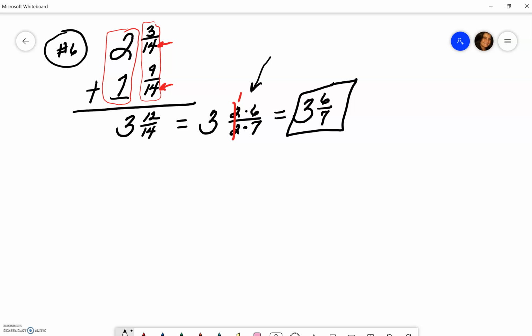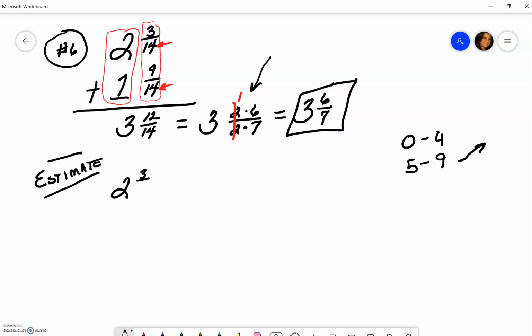Now, the other part of number 6 is going to ask you to do an estimate. So let me rewrite that. Estimate. The process for this is the same thing as when we're rounding numbers. We've learned if the number is between 1 and 4, we don't round up, but if it's 5 or between 5 and 9, we do round up. So the same process applies to these fractions. If we have 2 3/14, which is above, and then 1 9/14.